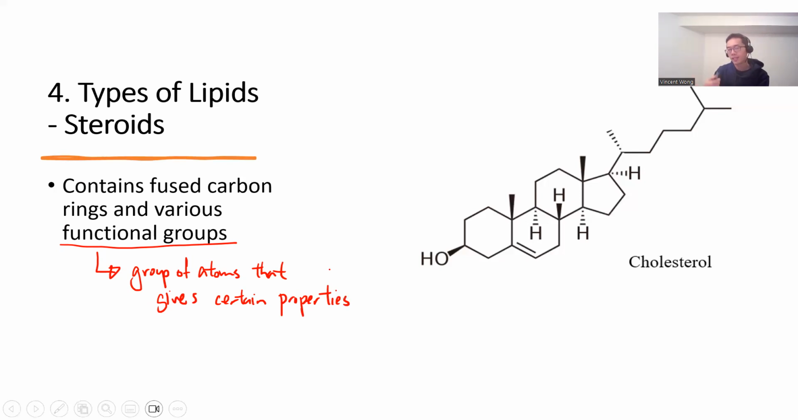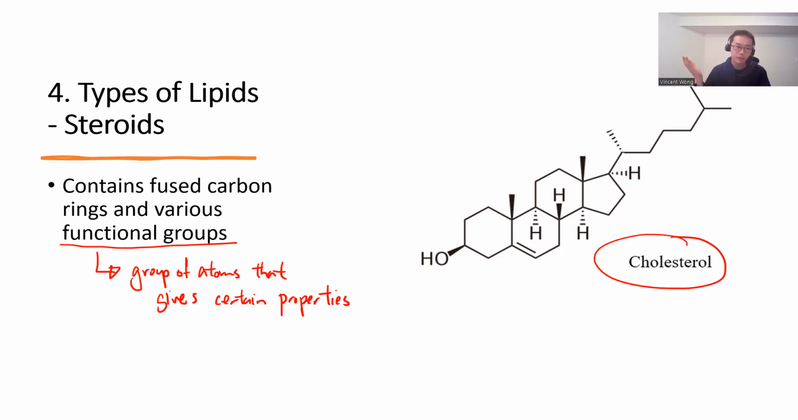Okay. For example, if it's an alcohol, then it makes it polar. You will learn all the functional groups in your second semester chemistry class. Okay. But the key thing, if I show you a picture and you see 4 rings, then you have to know it is steroid, right? None of the other lipids has rings in it. Right? So the most common steroid that we need is cholesterol.